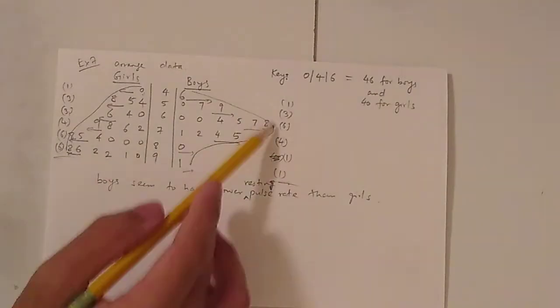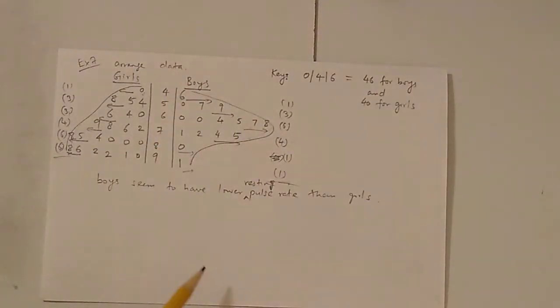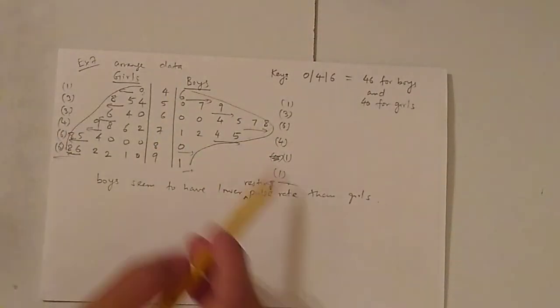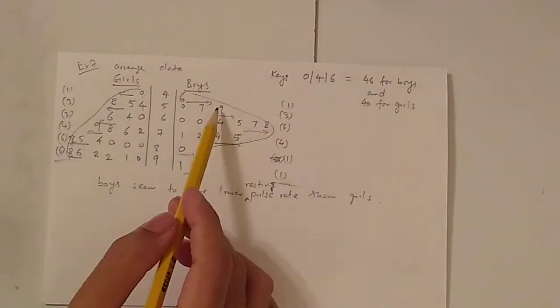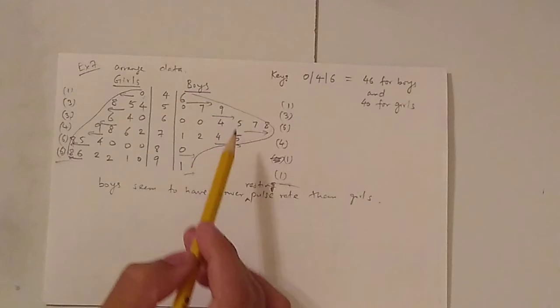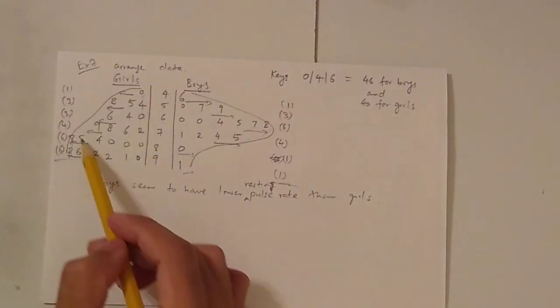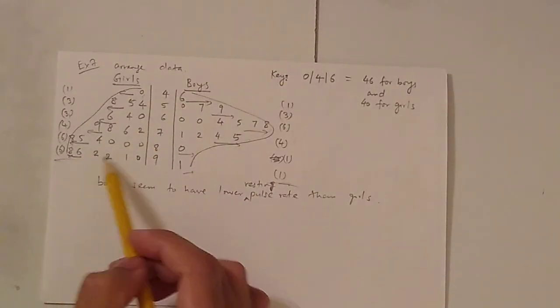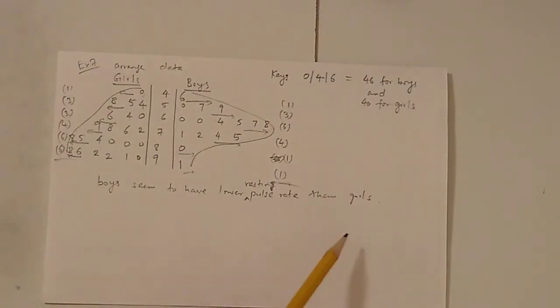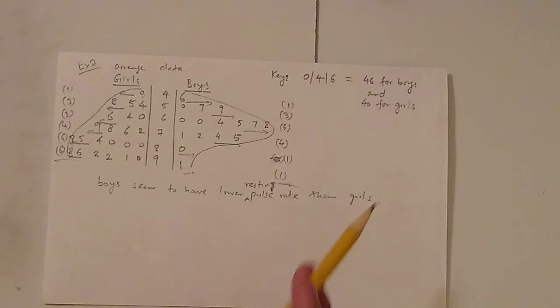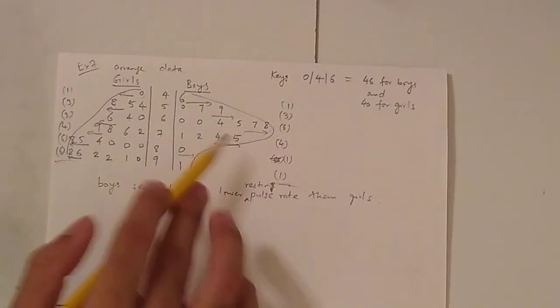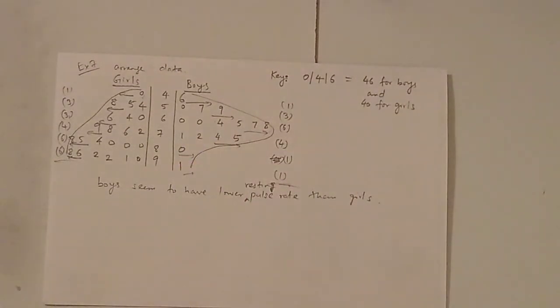Just by looking at this diagram, without doing any further calculations, you can see that the boys seem to have a lower pulse rate than the girls, because the boys have more numbers on the lower stems than the girls. The girls seem to have more numbers on the higher stems. So that's without even calculating any mean or median. Just by looking at the stem and leaf diagram, you can make this conclusion.